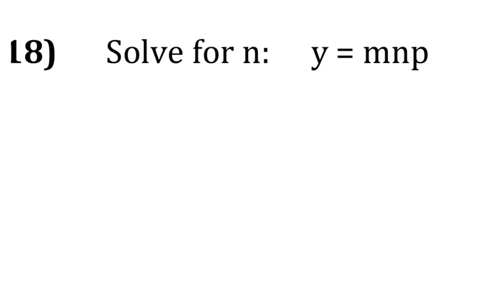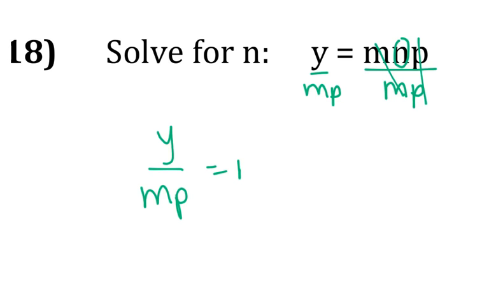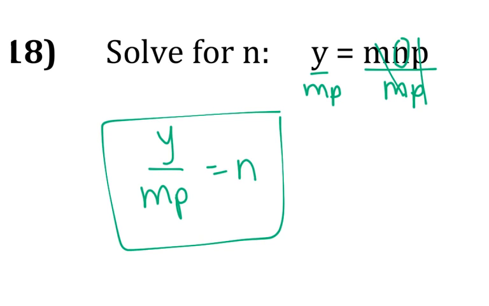Okay, on number 18, it says m times n times p. n is what I'm trying to hang on to. I need to get rid of m times p, so I'm going to divide by m times p. So y divided by mp equals n, and that's it. It was just one step.